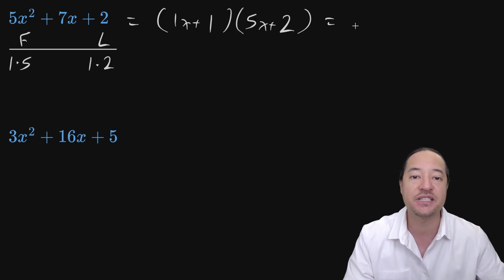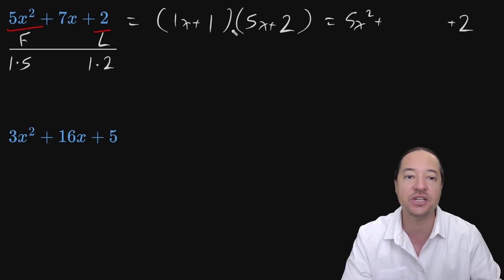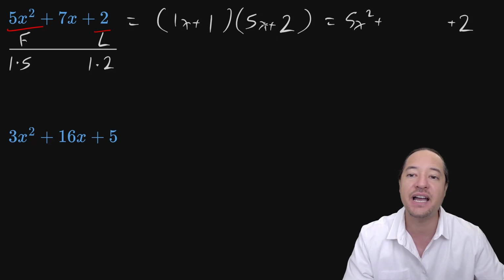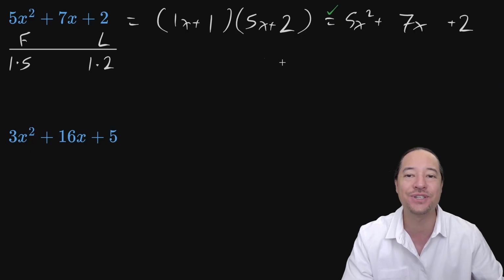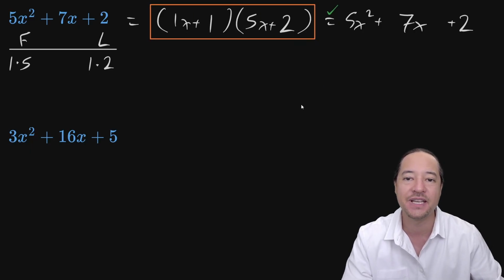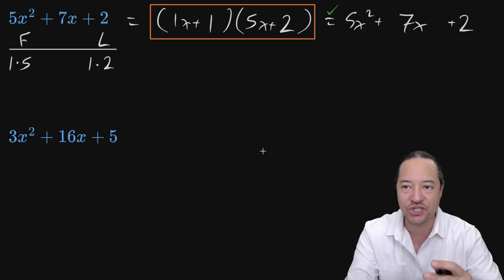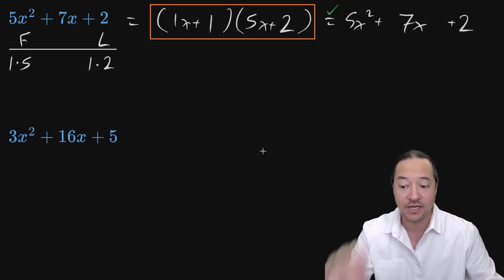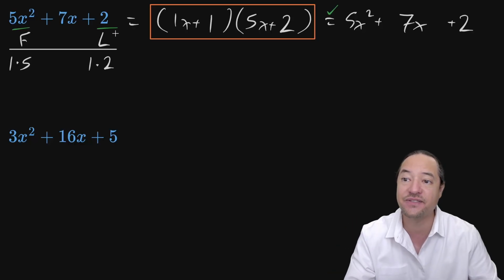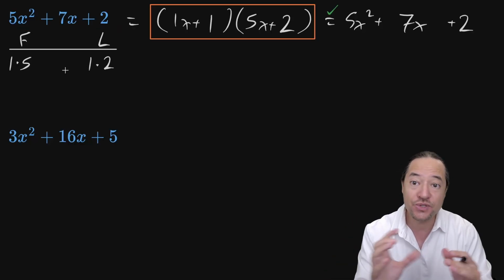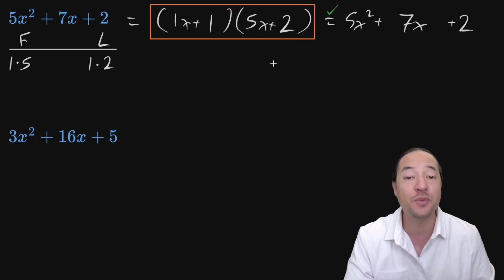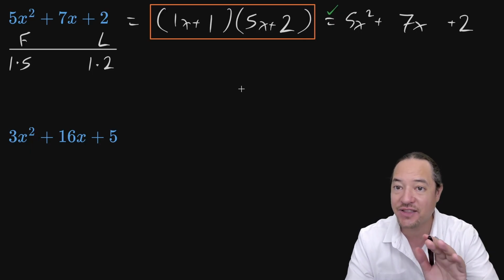So x times 5x will give us our 5x squared. That's good. Our last times the last will give us a 2. Okay, so far everything is matching. In the middle then we're going to get a 5x plus a 2x, which is a 7x. And yeah, that's exactly what we're looking for. So guess what? That does actually work. Okay, so our method appears to have value. Just find the factors of this A and the factors of this C, and then use them to construct your two binomial factors here. Okay, so let's try the next one now.